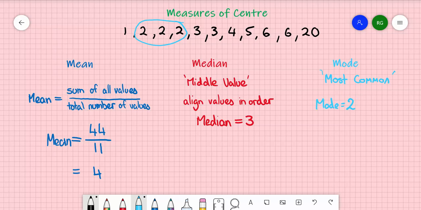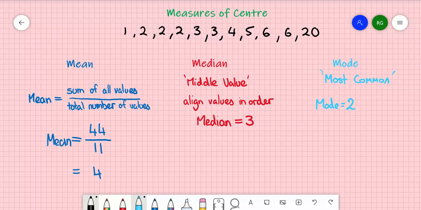Now, if you have a look at these values, the mean is 4, the median is 3, and the mode is 2. It's not unusual, but it's interesting to note that there are 3 measures of centre for the same set of data. So I've got these numbers written in black. The most common is a 2, the middle value is a 3, and the mean is 4.